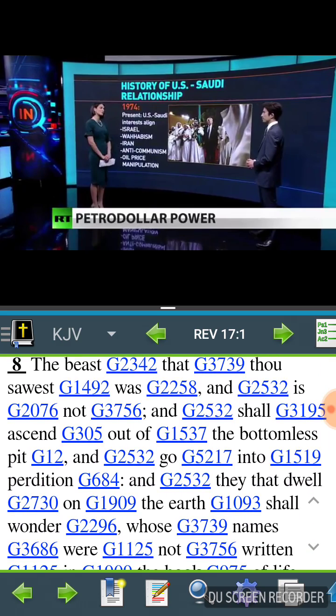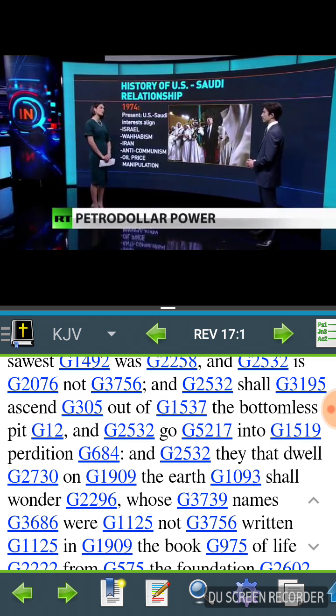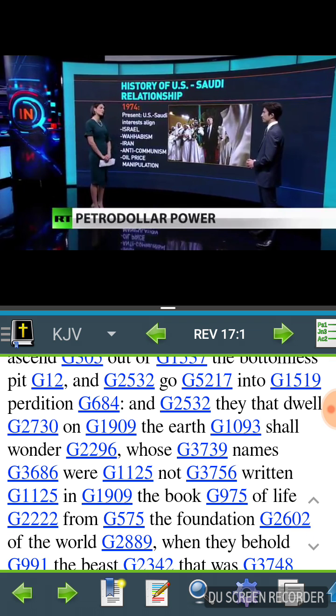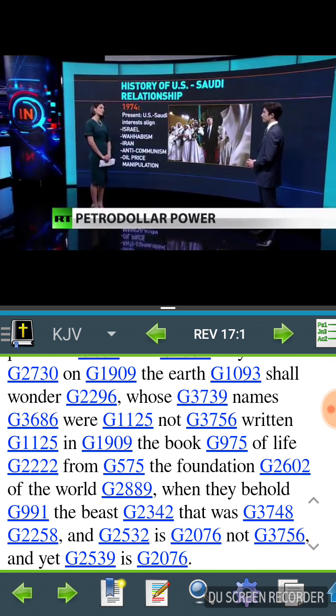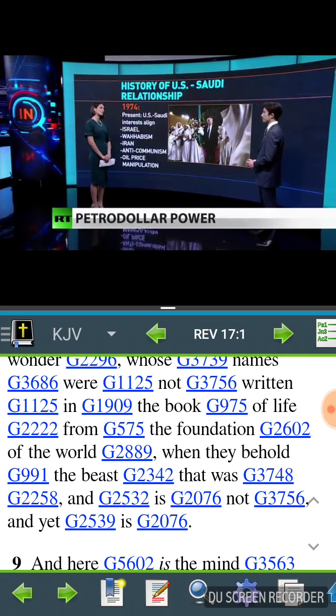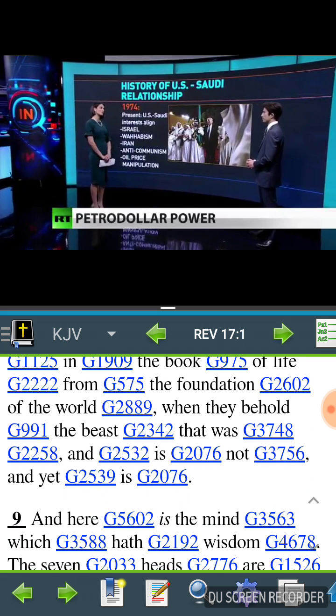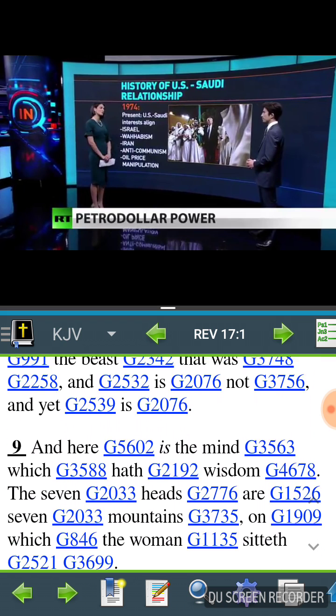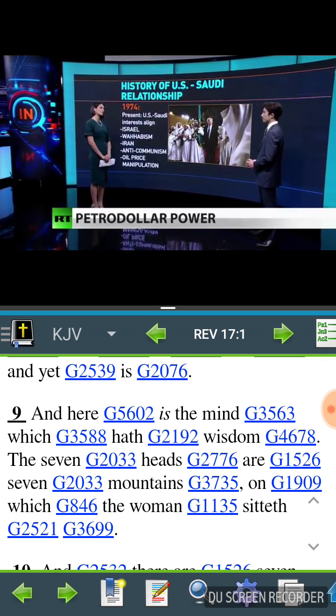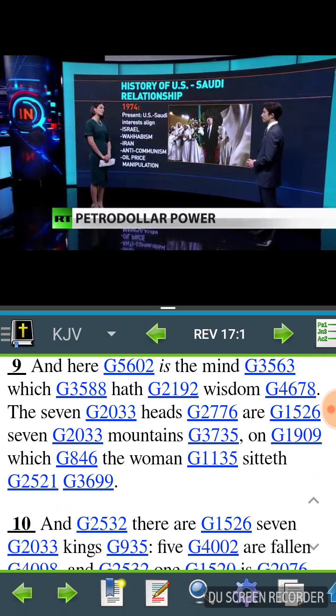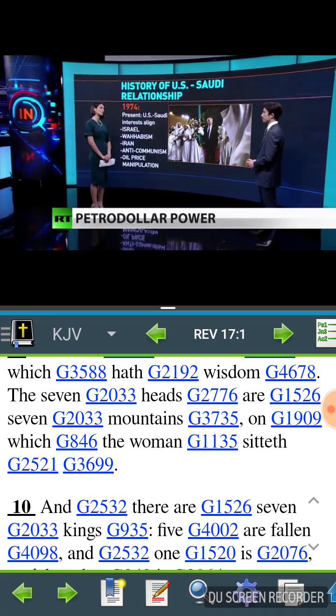The beast that thou sawest was and is not, and shall ascend out of the bottomless pit, going into the Roman Empire, being brought back to life, and go into perdition. And they that dwell on the earth shall wonder, whose names were not written in the book of life from the foundation of the world, when they behold the beast that was and is not and yet is. Again, that's going into Rome. And here is the mind which hath wisdom. The 7 heads are 7 mountains. Mountains represent governments, those same particular governments that I showed you early on in the picture.